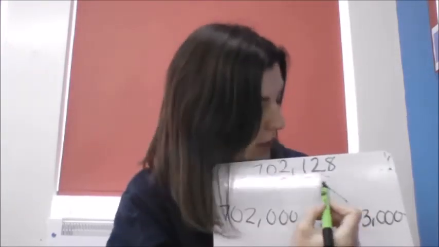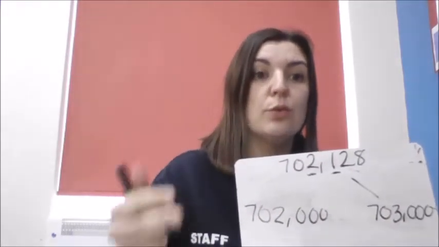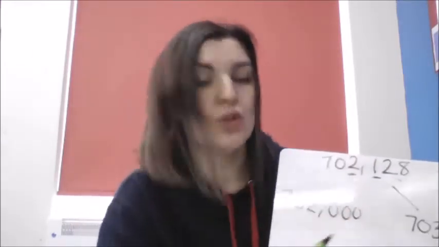So I go next door and it's a 1. So the rules for rounding, 0, 1, 2, 3, and 4, we go down. So I'm going to go down to 702,000. Okay? Right, the next one then is rounding to the nearest 10,000.